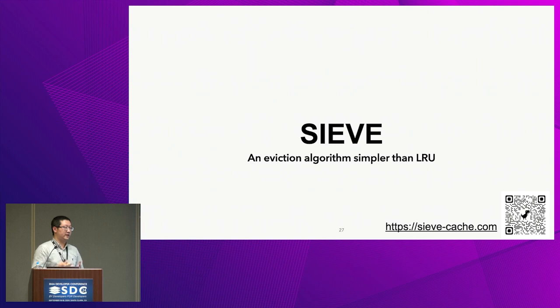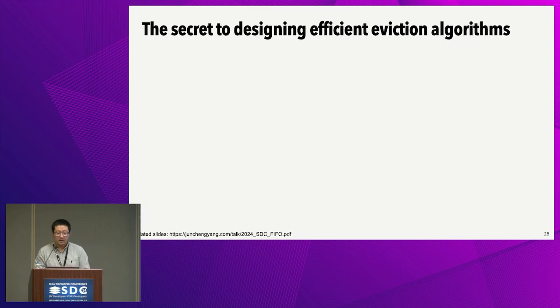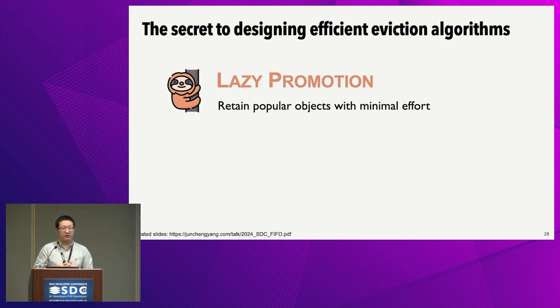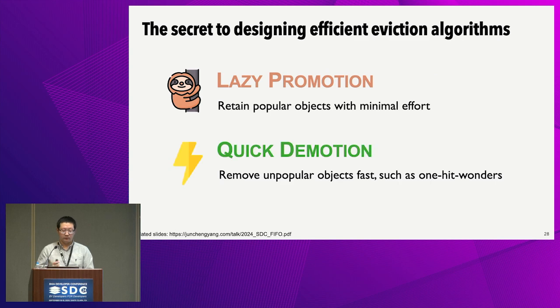So S354 improves the efficiency and scalability of existing eviction algorithms. However, it's not the simplest algorithm yet. Can we further reduce the complexity of eviction algorithms? This brings us to SIEVE, which is an eviction algorithm that's simpler than LRU while achieving state-of-the-art efficiency. Earlier I mentioned that the secrets to designing efficient eviction algorithms are lazy promotion and quick demotion. Lazy promotion is used to retain popular objects with minimal effort, and quick demotion is used to quickly remove new objects, because new objects tend to be one-hit wonders.